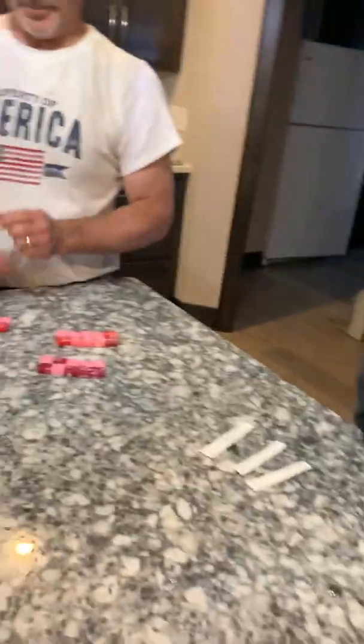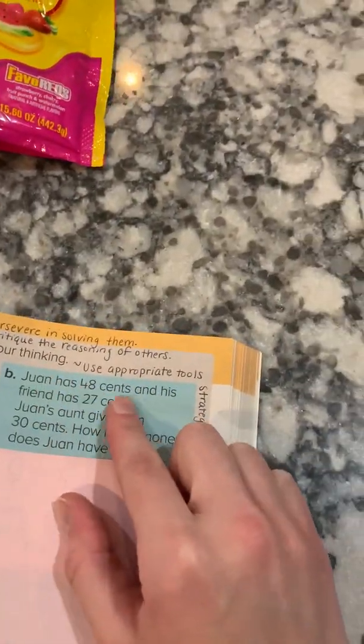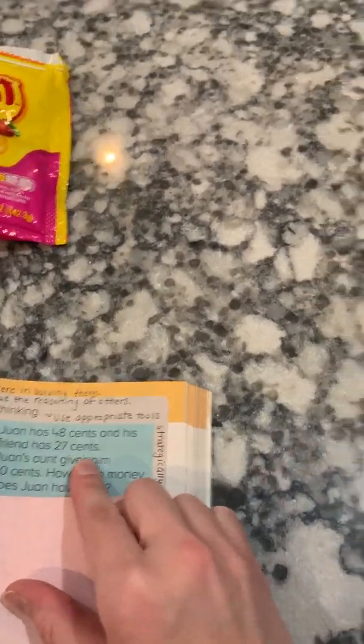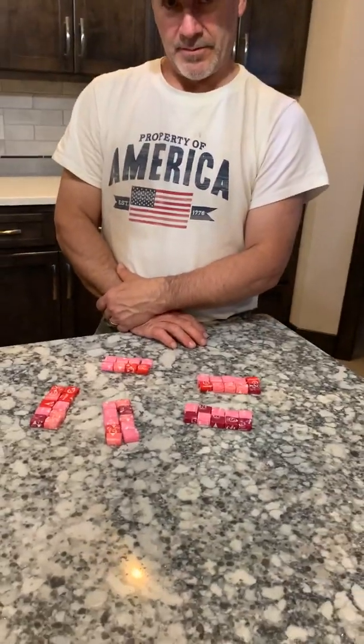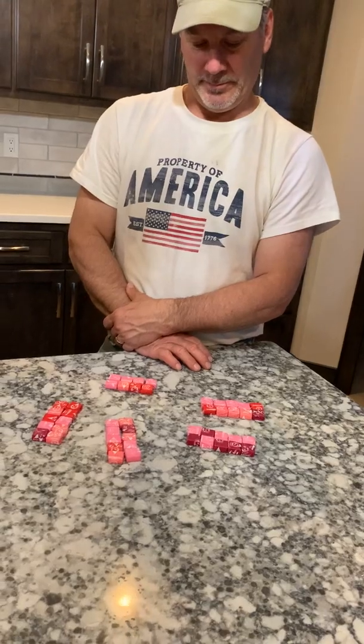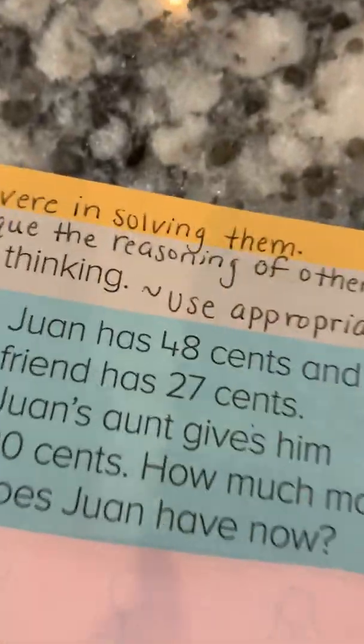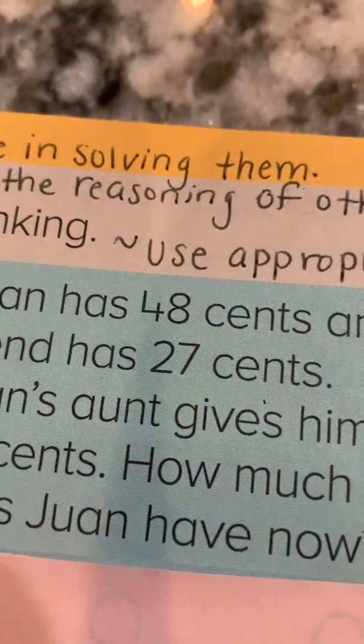I'm good. All right. Okay, so our first part of the story problem says Juan has 48 cents and his friend has 27 cents. So Juan, how many groups of 10 do you have? 4. So he has 4 groups of 10, and we know that from our 48 cents. That comes from the 40. And how many ones do you have left over? 8. So our 40 plus 8 equals 48.